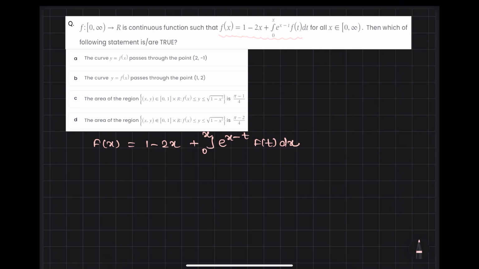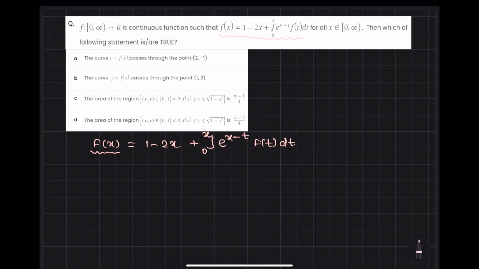And before that, we have to solve this function for f of x. But if you observe, you have a problem with this integration involved. If integration is involved, we know that we have to use differentiation. So we will differentiate both sides. But here we have to differentiate with respect to x, while the integration is supposed to be done with respect to t. So the idea is different, correct?